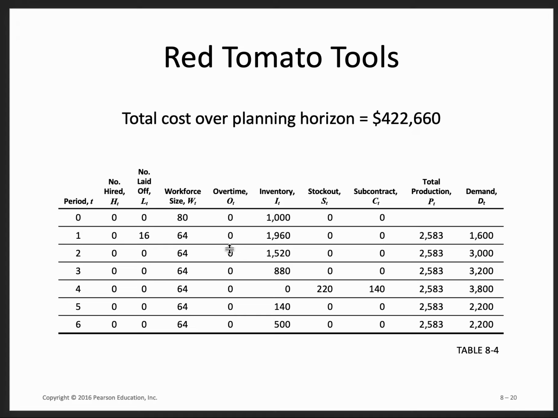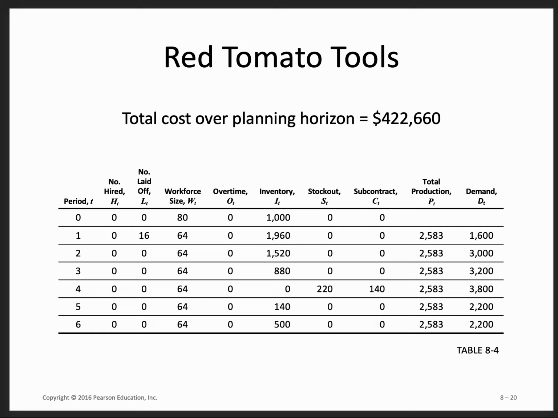You're not using any overtime. You'll notice that inventory varies significantly. Some months you have high inventory because demand is low. In some months you have no inventory because demand is very high. Now for that 1 month when demand is really high, you actually have a stock out. You are not able to satisfy all demand. You'll only be able to satisfy everything except for 220 units, even when you subcontract it out. You subcontract out 140 units, even then you cannot satisfy all the demand that you have, right? So that's the final plan. You'll notice that the cost will come out to 422,660.